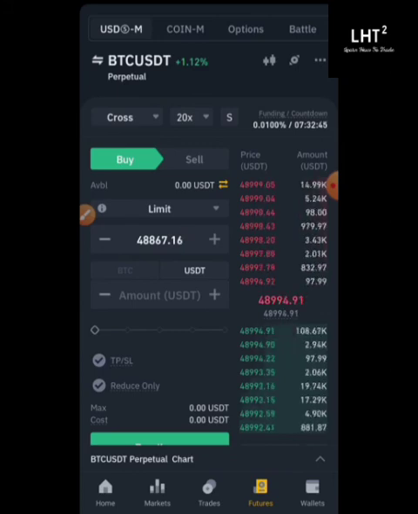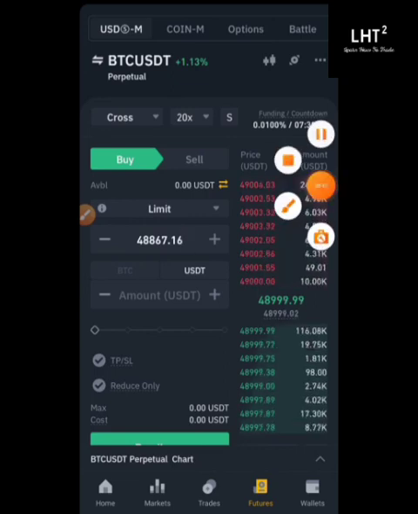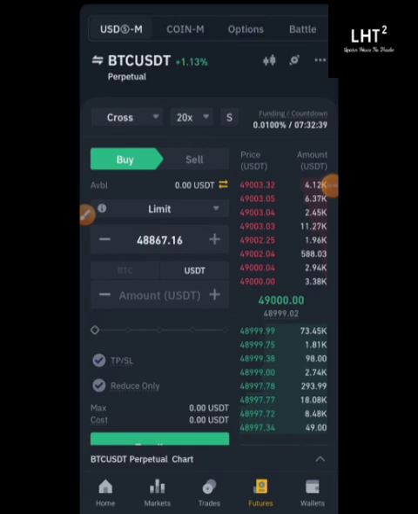I've actually explained everything about the cross and isolated, and also the leverage. I just hope you watch this video to the end, so you understand and you start using my free Binance signals. In case you don't know how to trade Binance, just watch the first video. The link is below in the description, and then watch this video and you're good to go.